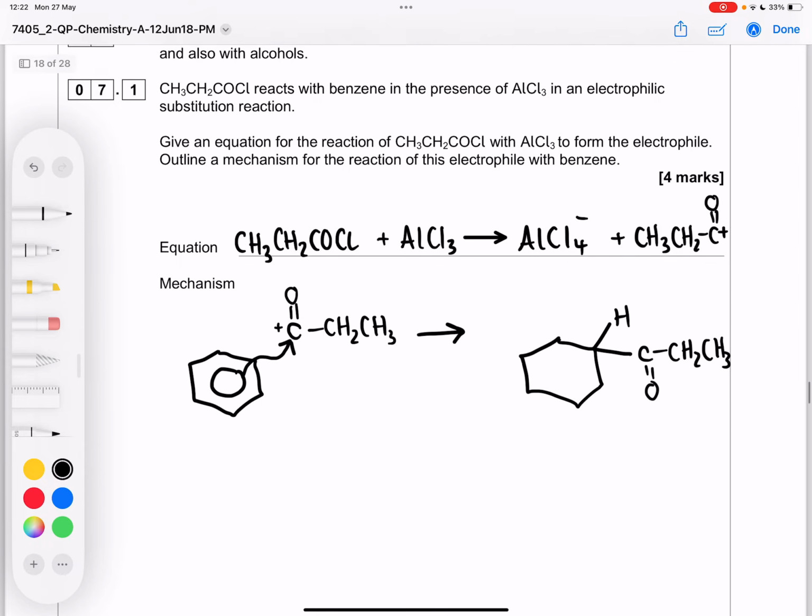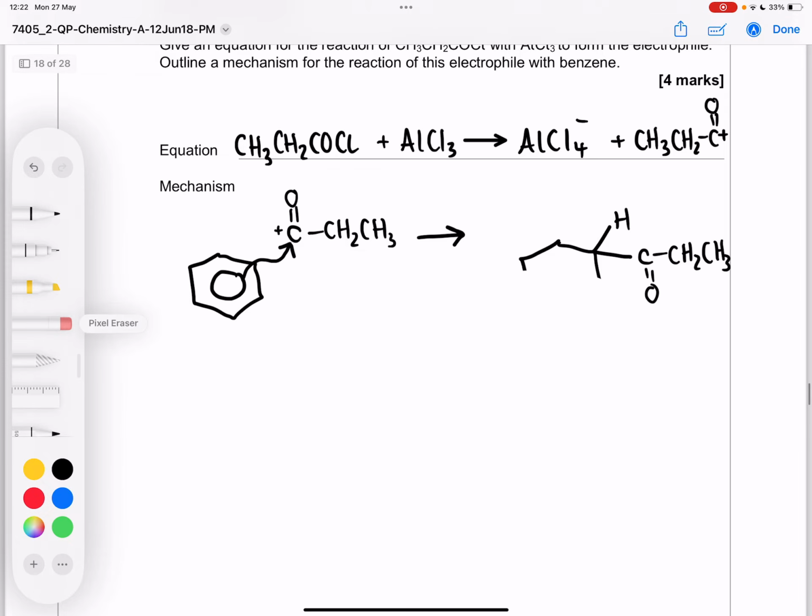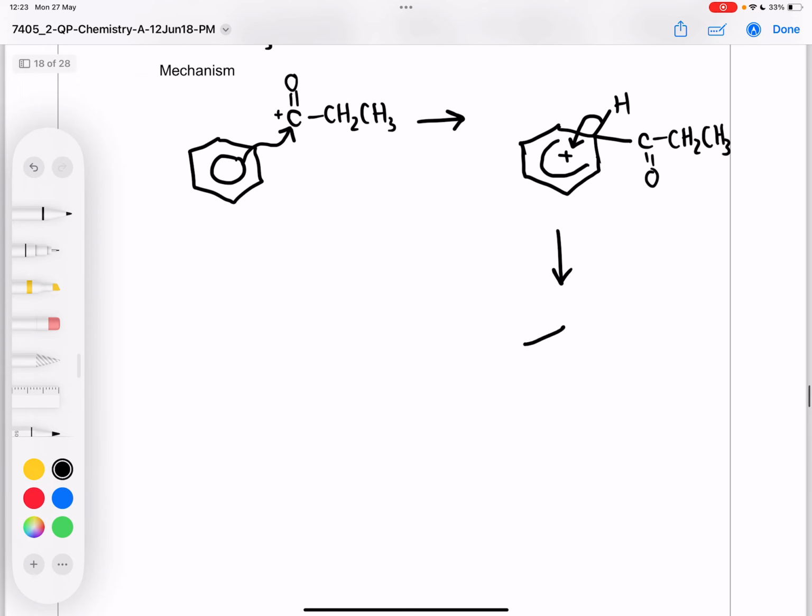Now it's important that when you draw the horseshoe, I'm just going to tidy up this hexagon a little bit. When you draw the horseshoe, that you are open where you've attached the group. So at carbon number 2 to carbon number 6, we're going to draw a horseshoe. And then we're going to put a plus in the centre. Then the bond holding the hydrogen on is going to break and put the electrons back to reform the benzene ring. And we've created our product.